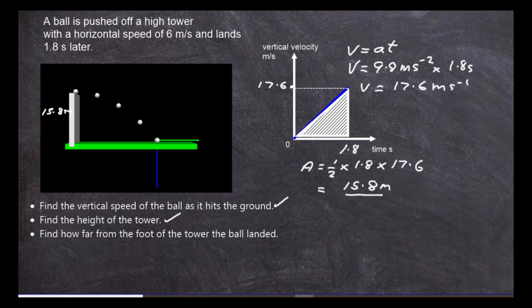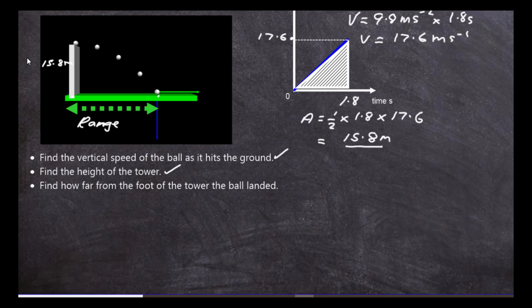Now, how do we find how far from the foot of the tower the ball landed? Well, that's this distance in here, and that's given a special name. It's called the range of the projectile, the horizontal range of the projectile, and that's from the foot of the tower to where it lands. So how do we find that one out then? Well, we rely on the horizontal velocity this time. And there's the horizontal velocity graph.